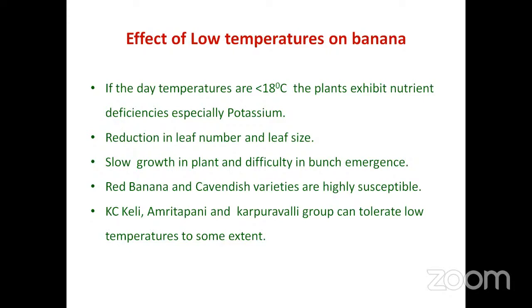When the temperature goes on decreasing, the growth also decreases. When the temperature is about 28 to 30 degrees centigrade, you can observe that the plant emerges 4 to 5 leaves in a month, that is approximately 1 leaf in a week. When the day temperature goes below 18 degrees centigrade, it gives only 2 to 3 leaves in a month, that is, a new leaf emerges once in 15 days. So these are the effects of low temperature, especially in banana.